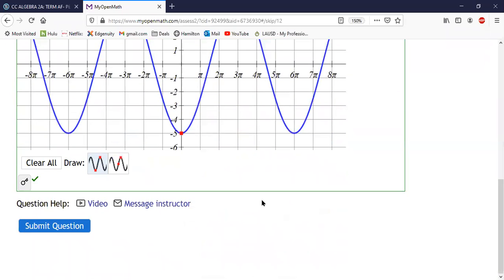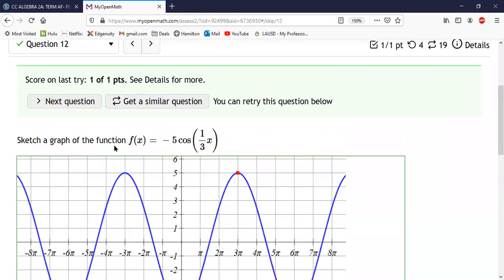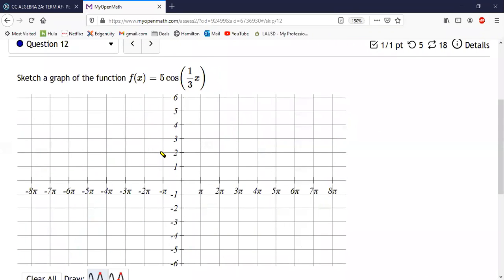And this is right, I think. Yeah, I see a little check mark. And you can double check. Now again, if you want to do a similar question, let's get a similar question. Let's do this again. 5 cosine 1/3, right?